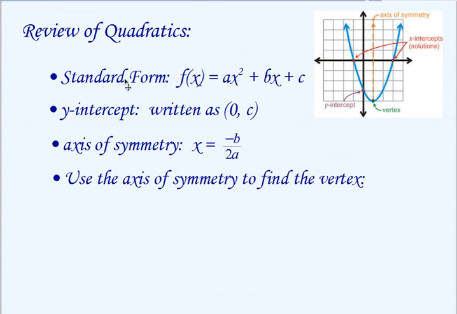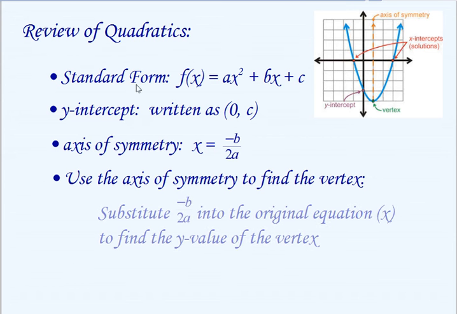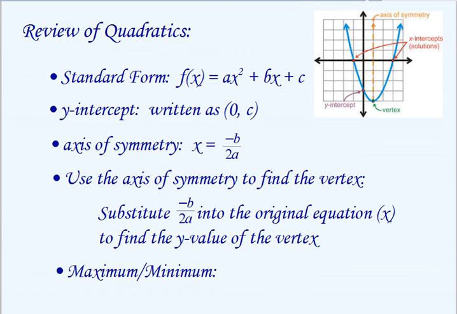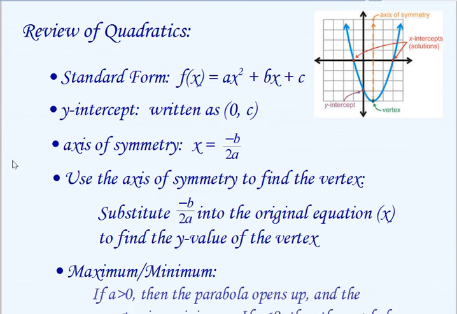I use this axis of symmetry value to help me find the vertex. X equals whatever number this turns out to be is the x value of my vertex, and then I can plug that value into my original equation for x, and that helps me find the y value of my vertex. As far as the maximum and minimum values go, of course that's going to be our vertex, but the value of a has a lot to do with that.